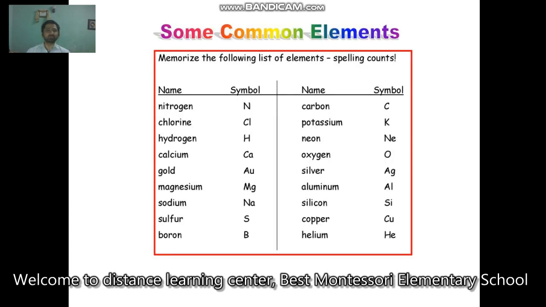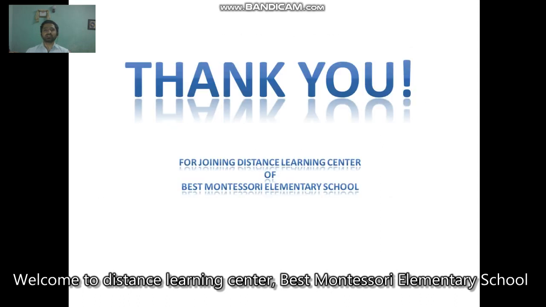Now moving on to common elements, here's a list. There are many, listed with their symbols. Symbols mean the abbreviated or short form for the elements. In the next class we will continue this chapter with chemical compounds: how chemical compounds are formed, the basic process of formation of chemical compounds.